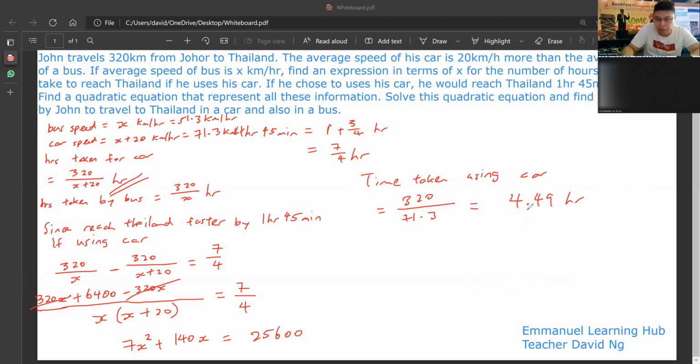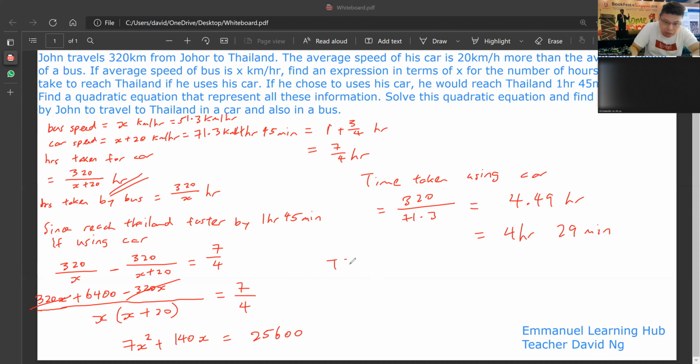Okay, they said time taken, right? You write 4.49 hours, or you can change it to 4 hours, 29 minutes. So when they ask for time, they usually ask to state it in terms of hours, or in hours and minutes, or in minutes. So you just change accordingly.